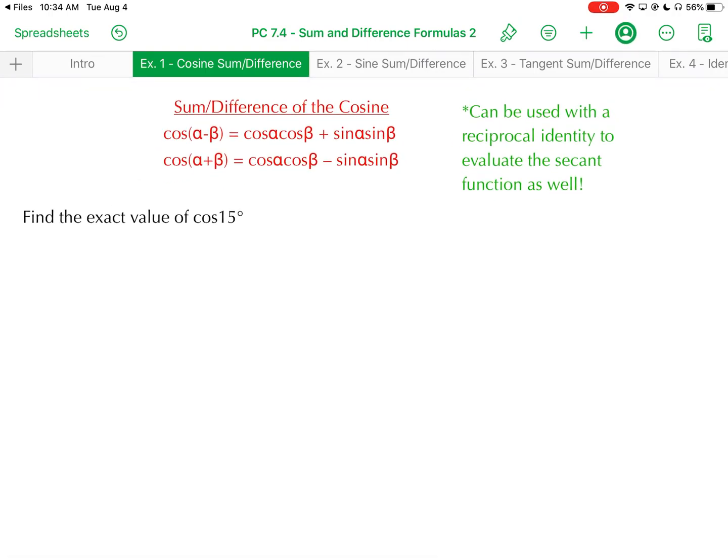The reason these are referred to as sum and difference formulas is because we're going to take the angle that we're evaluating, in this case cosine for, and we're going to think of it as the sum or difference of two other angles. And the two angles that we come up with, we want them to be related to a reference angle of 30 degrees, 45 degrees, 60 degrees, or a quadrantal angle. So the first formula is your difference formula right here.